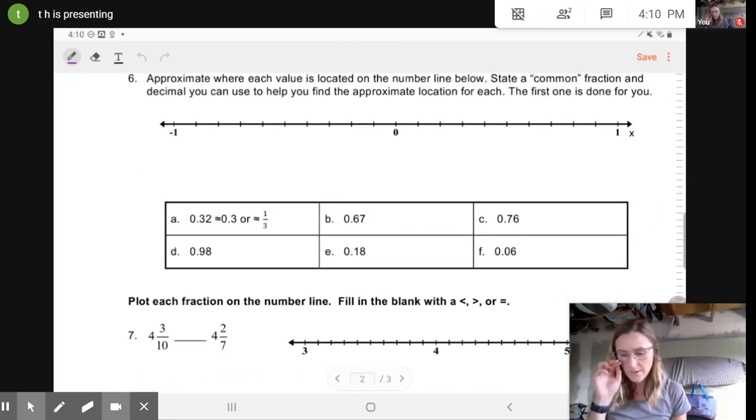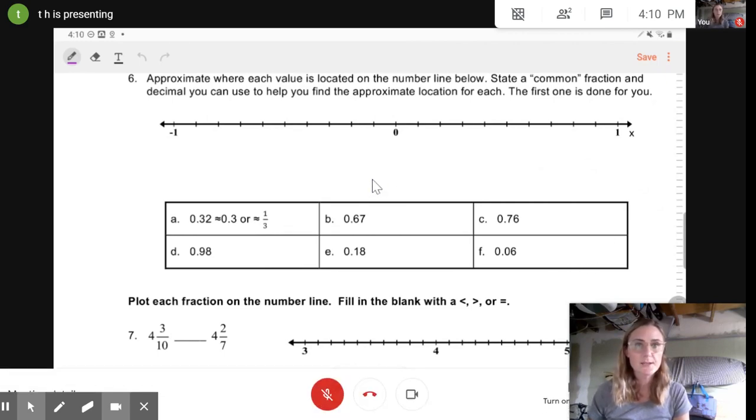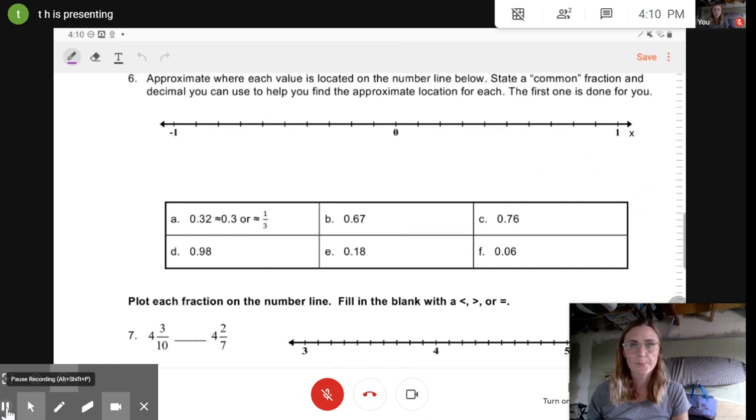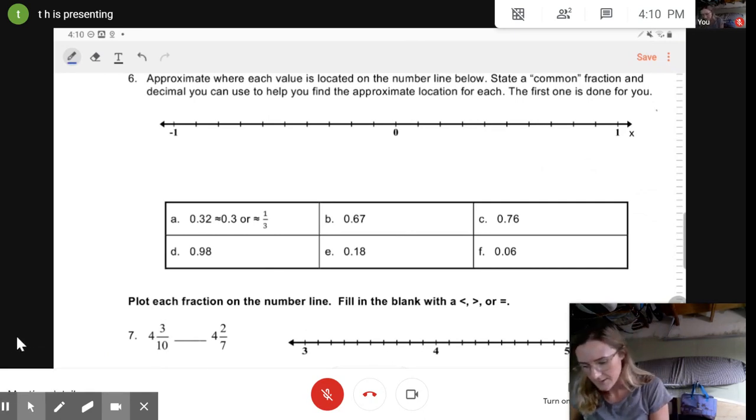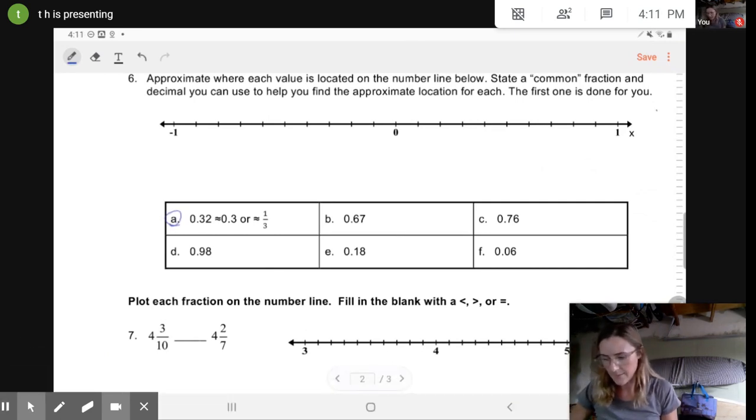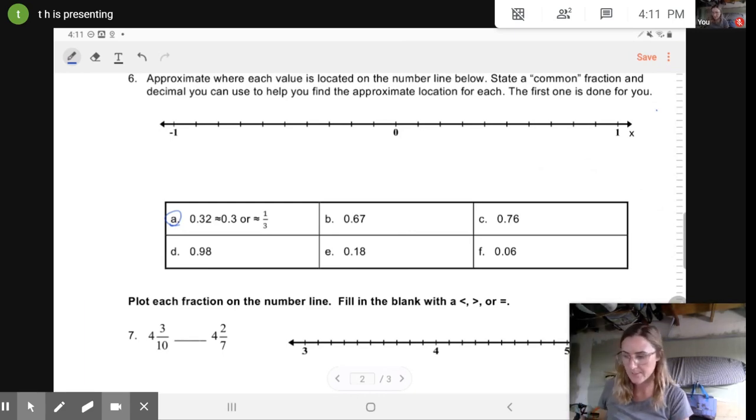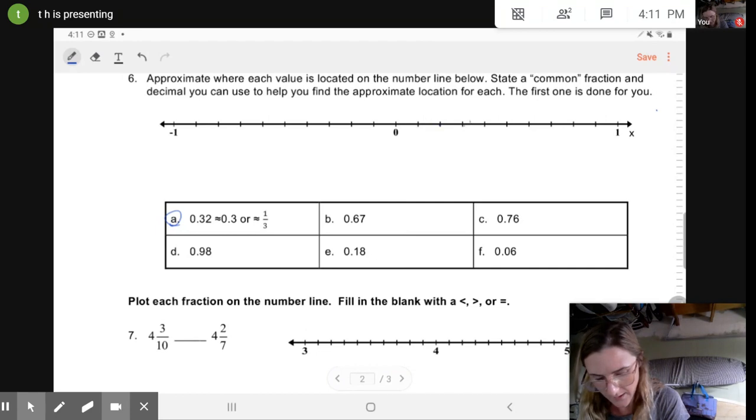Okay, approximate where each value is located on the number line. State a common fraction and decimal you can use to help you find the approximate location for each. The first one is done for you. So this first one is A. 0.32 is approximately 0.3 or 1/3. So on my number line, I'm going to go to 1/3, which is 1, 2, 3, and another little third. So this would be A.